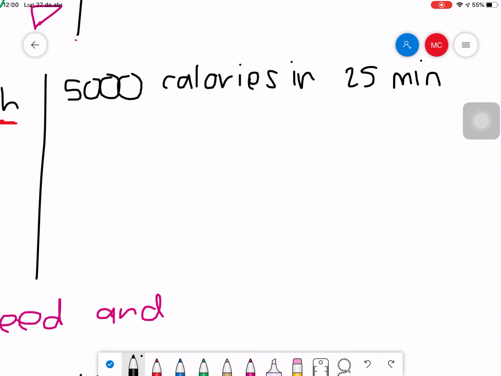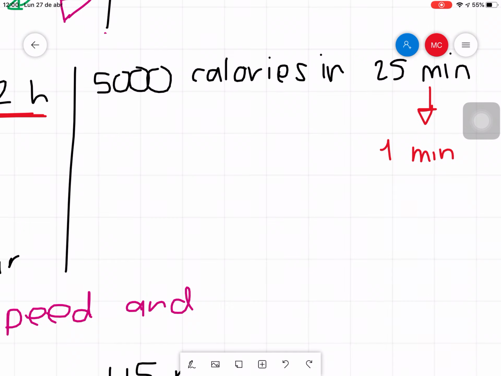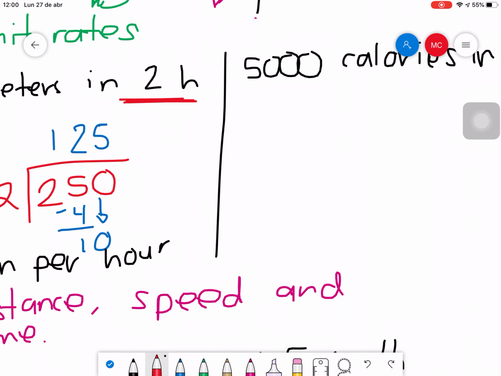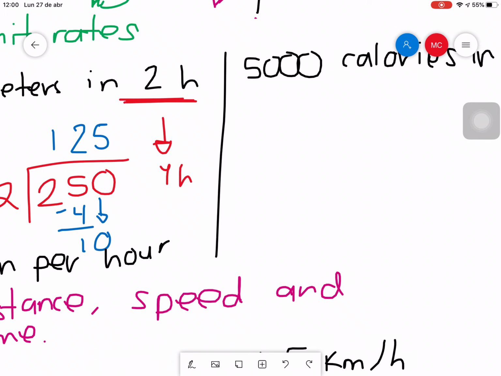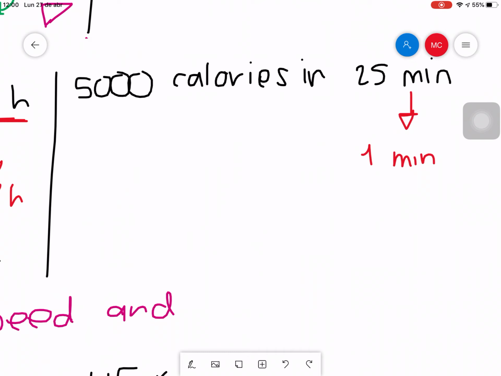You're gonna try to simplify the second rate to 1. You always try to do that. Try to simplify that to 1. We did the same here, okay? We simplified that to 1 hour in this case. So I want to know how many calories I burned in 1 minute, okay?